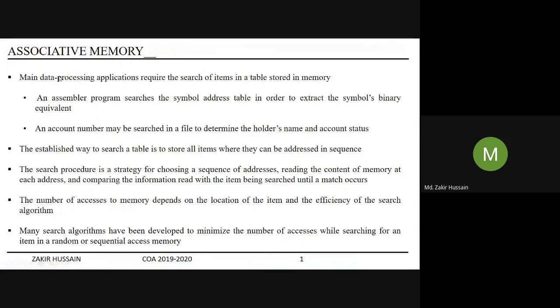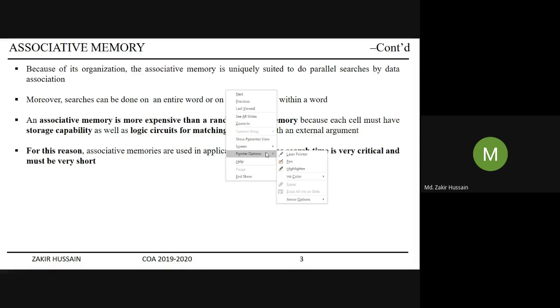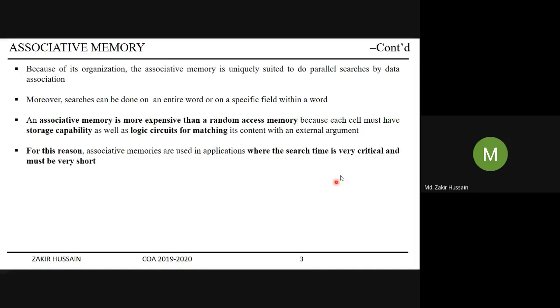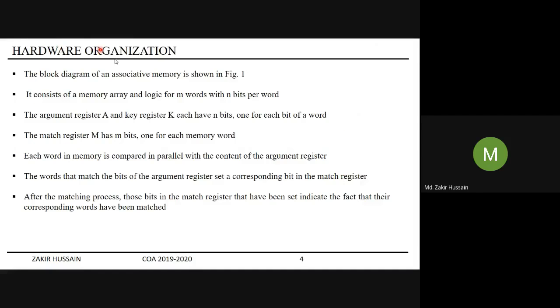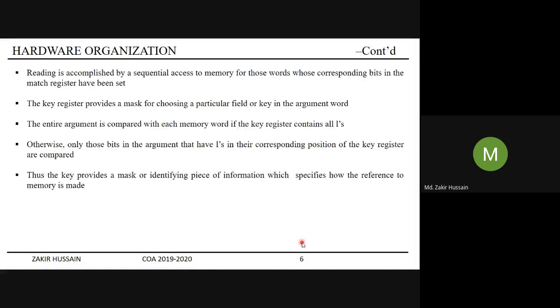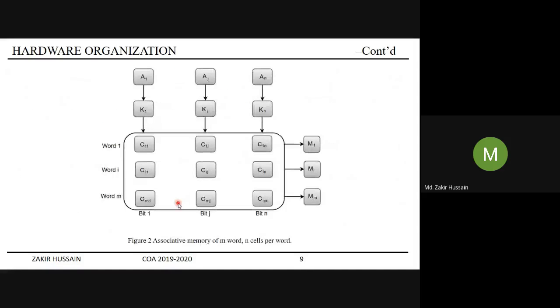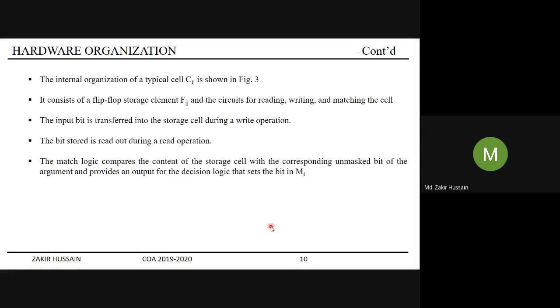Okay. So last time we have seen about this associative memory. Several things we have seen about it. For this reason, associative memories are used in applications where search time is very critical. We have also seen the hardware organization, and this example also, and we were talking about this. In fact, this also we have seen.